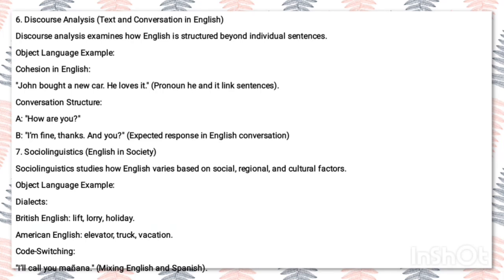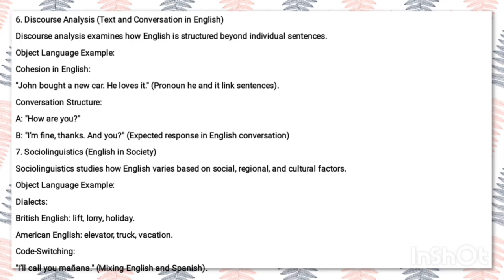Next one is sociolinguistics, that means English in society. Sociolinguists look at how language varies based on social factors like region, culture and social status. Object language examples are, first one is dialect. English varies across regions. For example, in British English, the words lift, lorry and holiday are used, while in American English, people say elevator, truck and vacation.